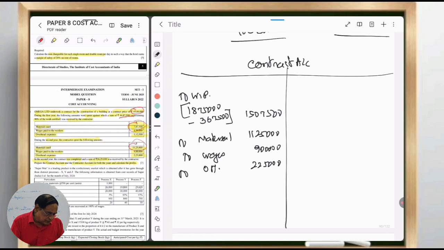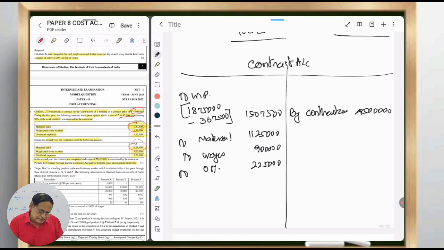So the contract was completed at the end of the second year. How much is the total contract price? 45 lakhs. So contractee account debit to contract by contractee. The contract price is 45 lakhs.